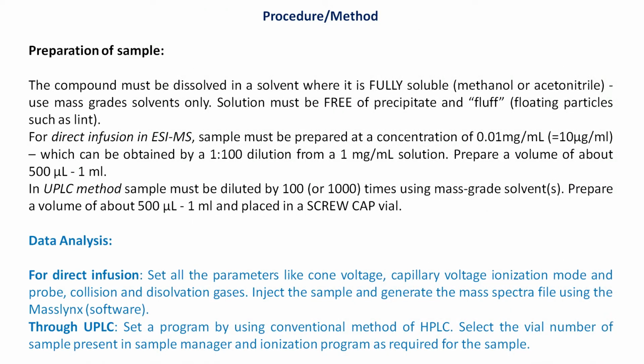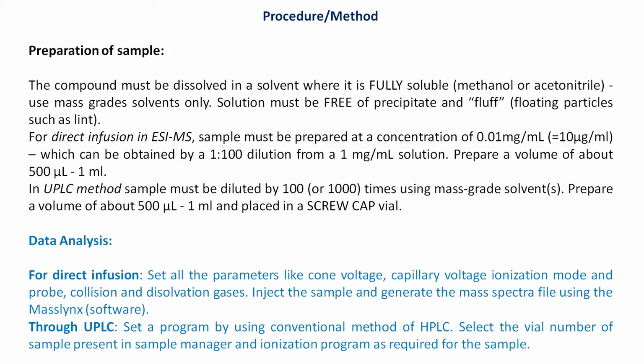Here in slide number 4 there is a brief procedure or method of how we can prepare the samples and how we can analyze the data. First is the preparation of sample. The main thing during sample preparation is your sample must be soluble, means transparent. It should not have any floating particles or precipitate, and you have to prepare your sample in mass grade solvents, whether it is methanol or acetonitrile or any other solvent.